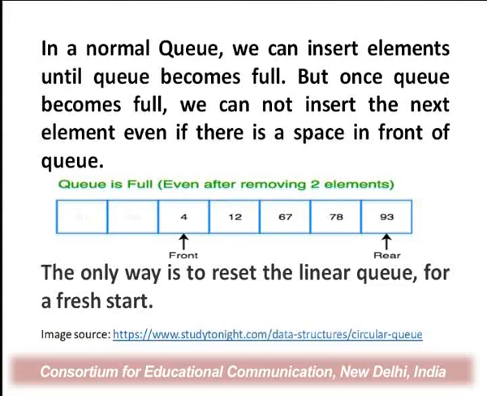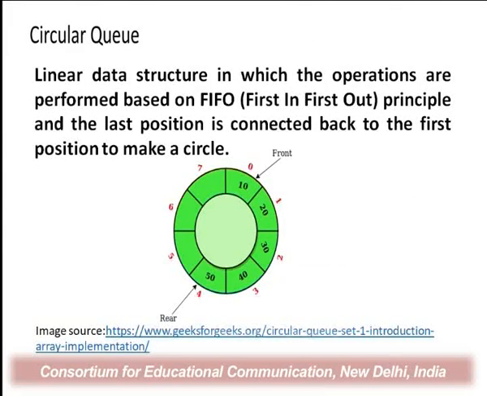But once the queue becomes full, we cannot insert the next element even if there is a space in the front side of the queue. The only way left is to reset the whole queue for a fresh start. This is a huge limitation of the linear implementation of queue, which gives rise to a problem, and the solution comes in the form of circular queue.